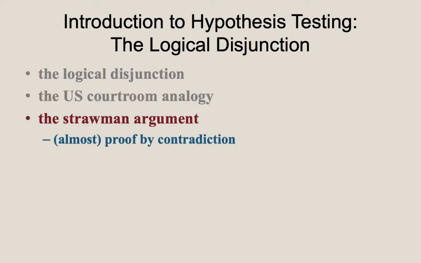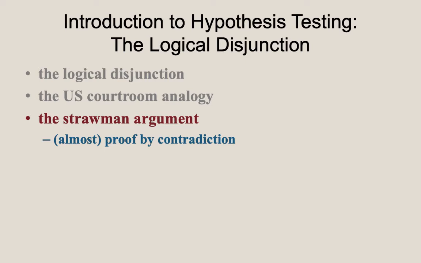Lastly, we will talk about the Strawman argument, which some might refer to as a proof by contradiction or reductio ad absurdum. Some might disagree with this characterization, but we will see there is an element of contradiction in the process of reaching a conclusion with the NHSTs. So this is setting the stage.